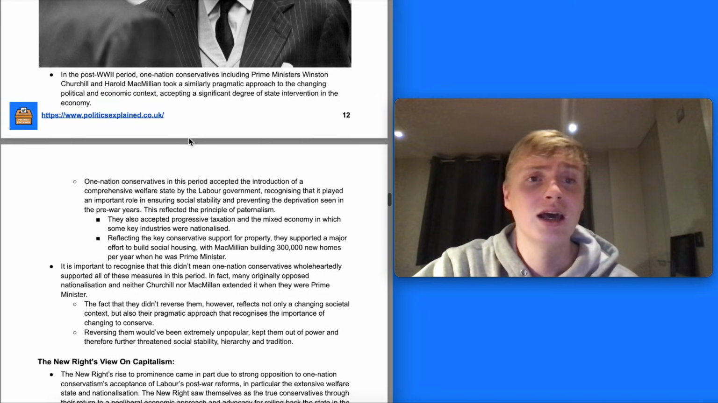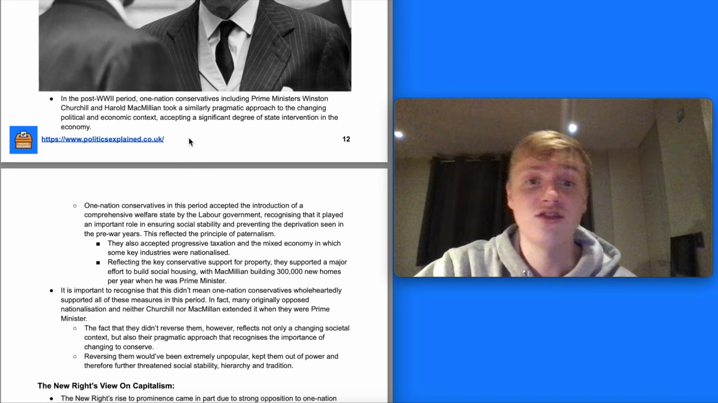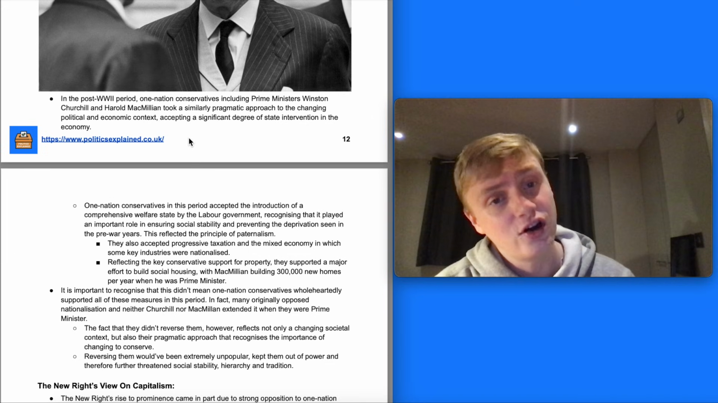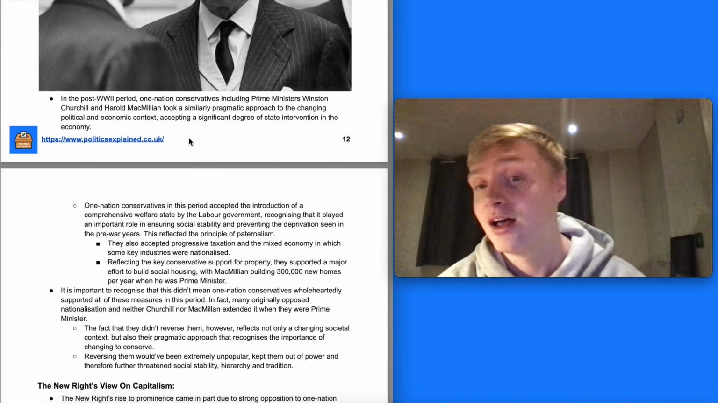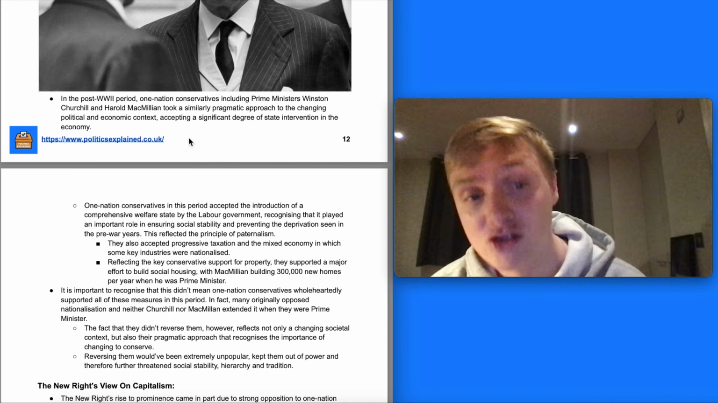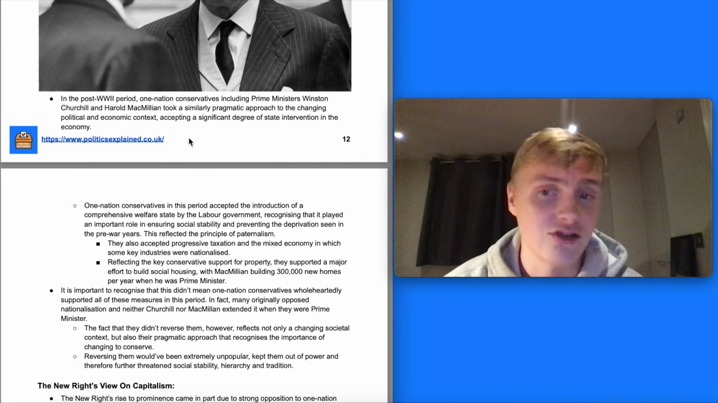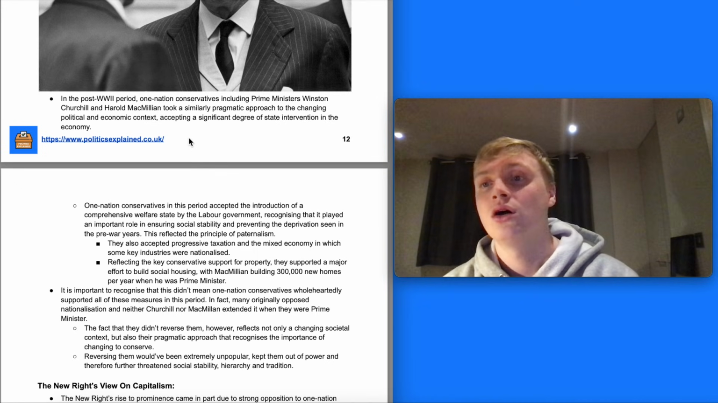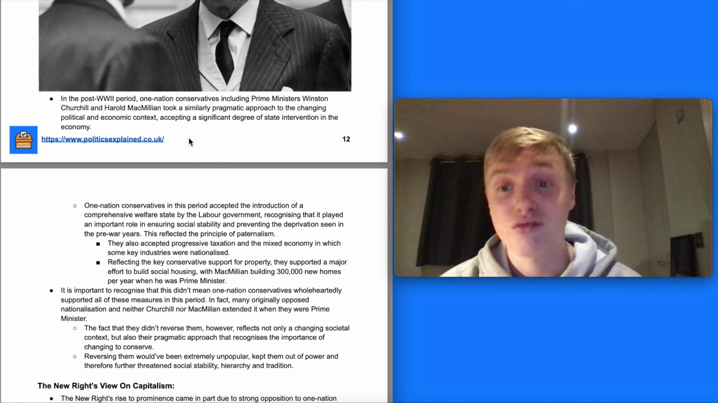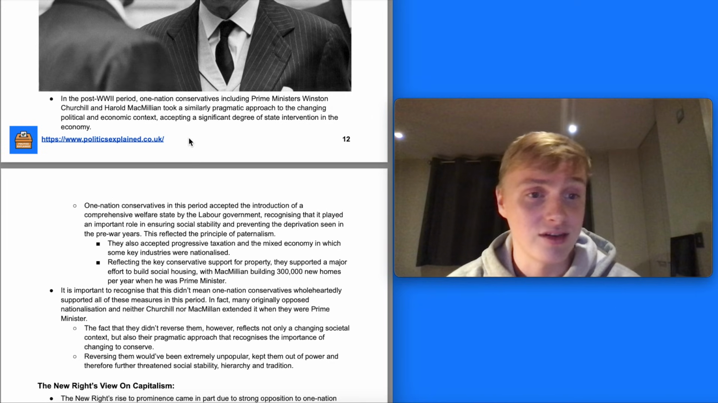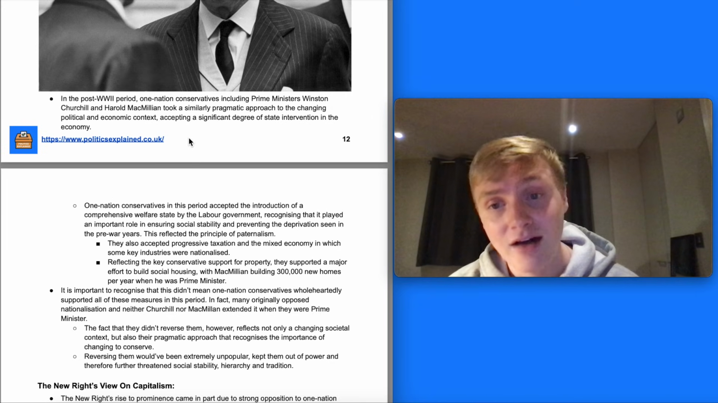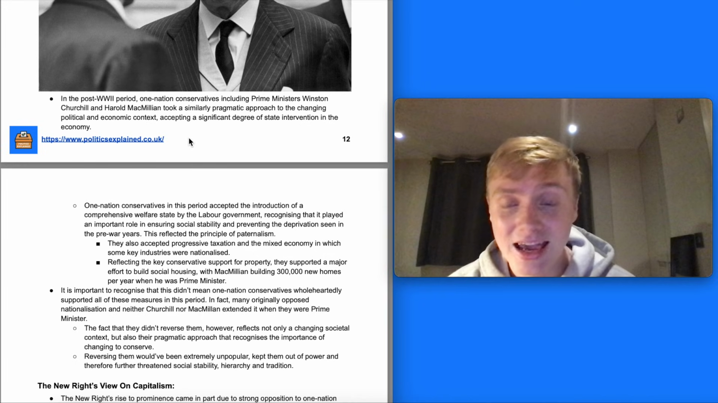And you also see it in the 20th century. So in the 20th century, you see prime ministers like Macmillan and Churchill taking a similarly pragmatic approach. They didn't introduce nationalisation. They didn't introduce this mixed economy. They didn't introduce a big welfare state, but they recognised that actually removing it would really threaten society, would threaten the structure, the stability, hierarchy and tradition within society, and they therefore supported maintaining it.